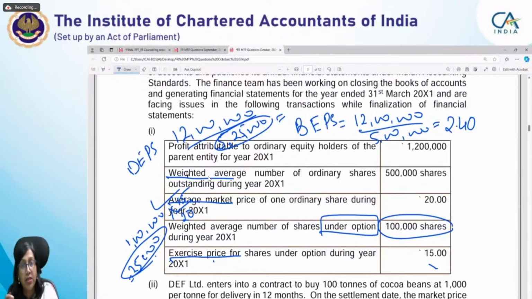And what is the reason of reduction? The shares are not issued on average market price. Shares are issued on exercise price, which is much less than the average market price. So what is the difference of number of shares, or additional shares, which have been issued because of lesser value? Okay.